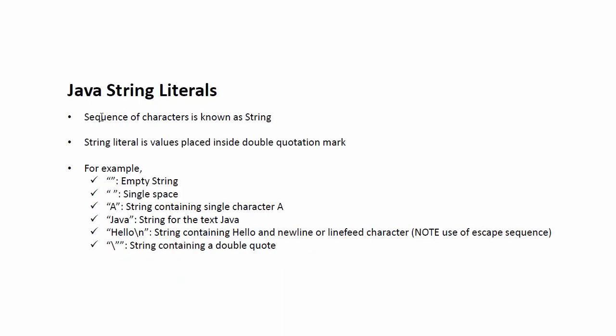String is a sequence of characters. A string literal is a value placed inside double quotation marks. For example, there is nothing between the opening and closing double quotation marks. This is known as an empty string. There is a single space between the opening and closing double quotation marks. A is enclosed by double quotation marks. Note that it is not enclosed by single quotation marks. So in this case, it is a string literal and not a character literal.